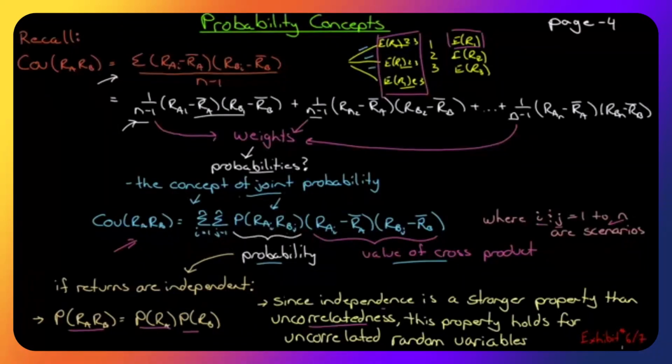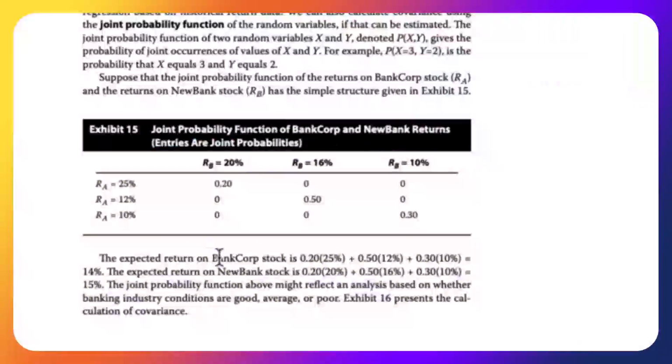Let's look at Exhibit 15, Exhibit 16. We're given a very simple joint probability function. You see a bunch of zeros in here. They don't have to be zeros. The important thing is all the probabilities in all the cells must add up to 1. So this is 20, 50, and 30. That adds up to 100%. If this wasn't 20, if this was 10, then we'd have to find 10 in one of the other zeros.